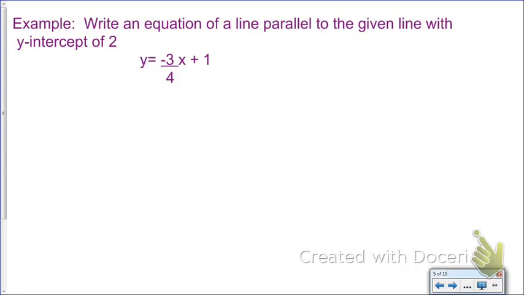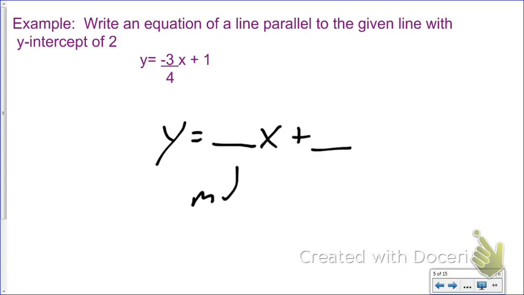Okay, next question. Write an equation of a line that's parallel to the given line with a y-intercept of 2. Okay, so if you remember when we were making equations of lines, we filled in two numbers into this equation, y equals mx plus b. So if we could figure out what the m and the b were, we could fill in those blanks. Remember that m is the slope and the b is the y-intercept.